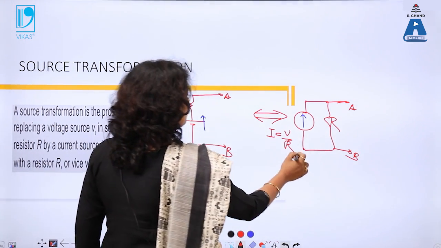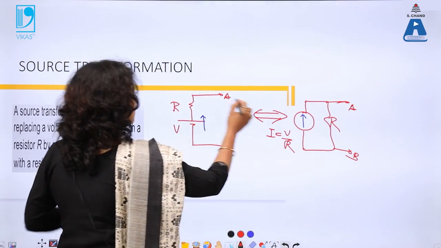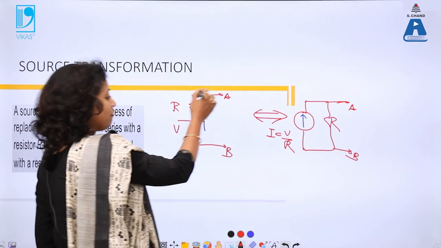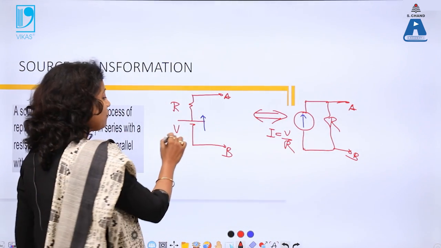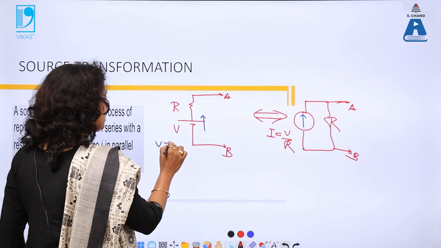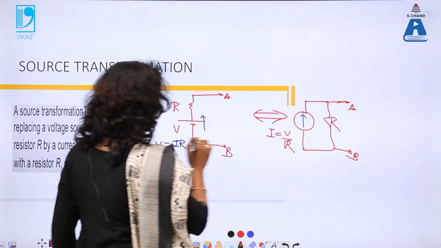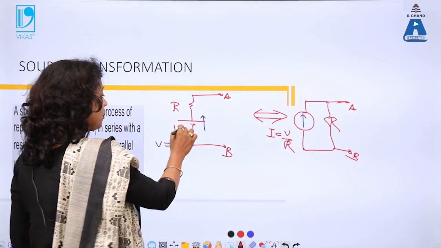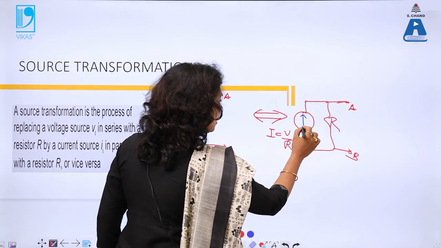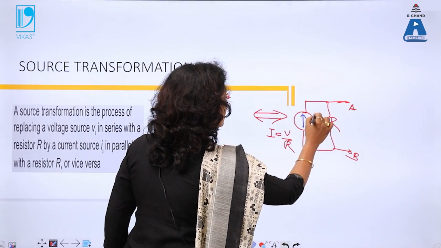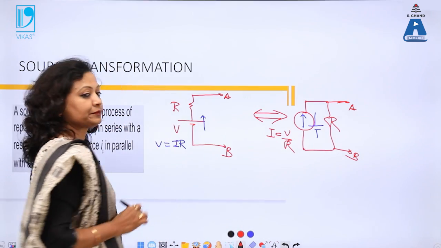Vice versa means, suppose I am given this current source, I can convert it into a voltage source, where the resistance in parallel will become resistance in series and voltage will follow Ohm's law, that is V equal to IR. So, the value of current into resistance will give the value of voltage. And what about the polarity? The tail becomes negative and the head becomes positive. So, my battery will become like this.